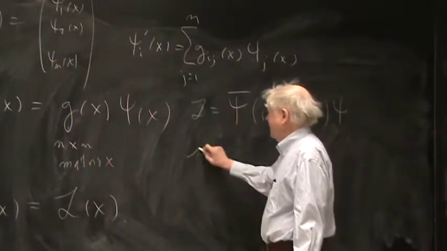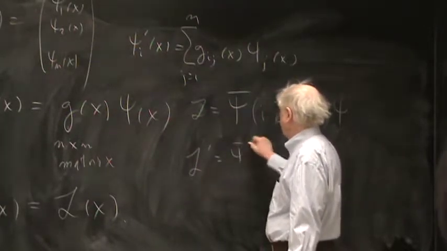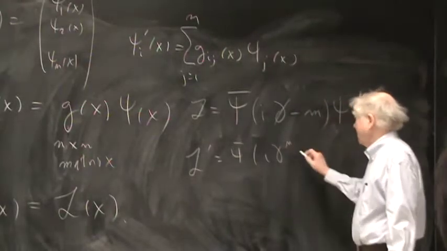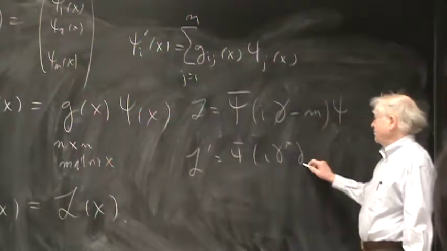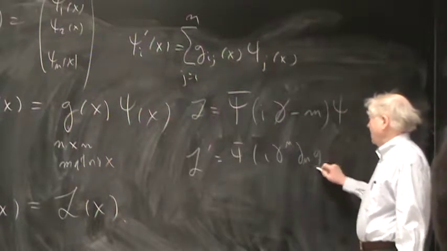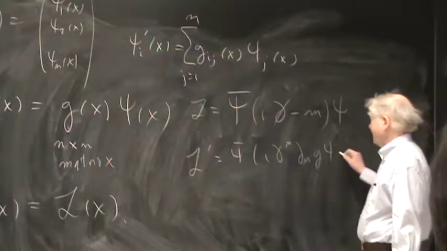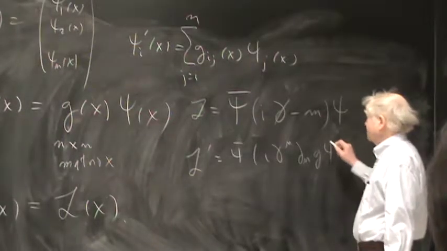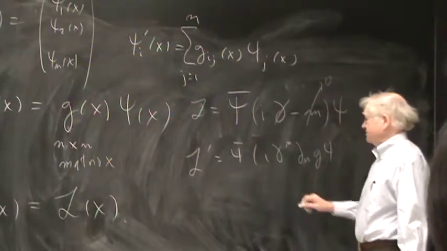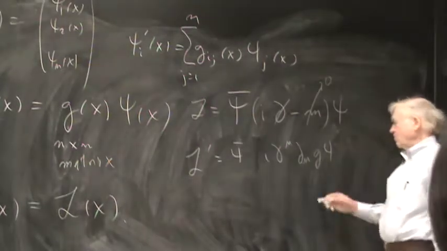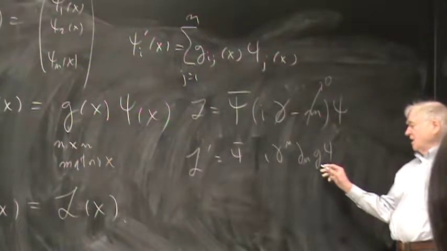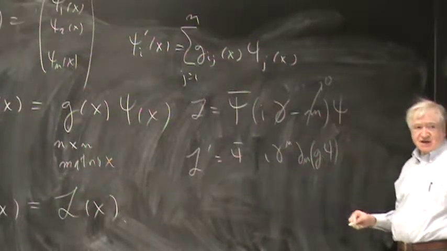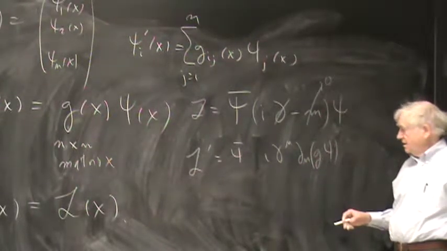if that's L, then L prime will be psi bar i gamma mu d mu of g psi. Let me just set m equal to 0 here. So let's just look at the important part. So we have this derivative acting on both g and psi. Does the g appear with psi bar as well?